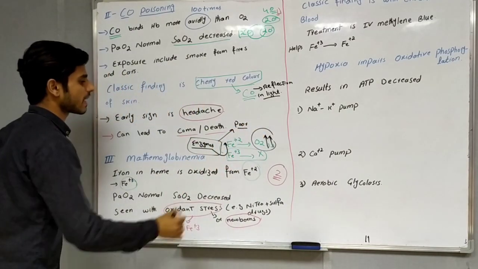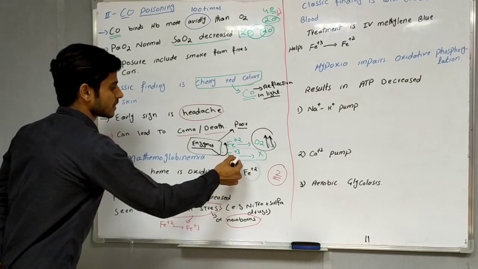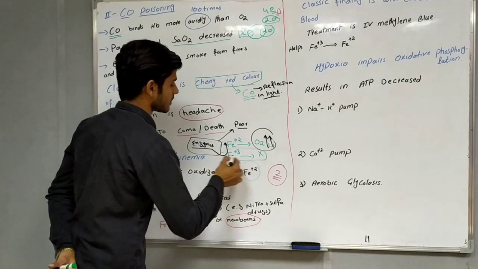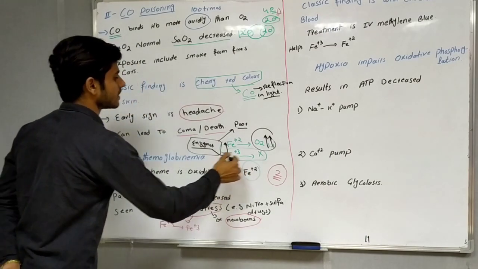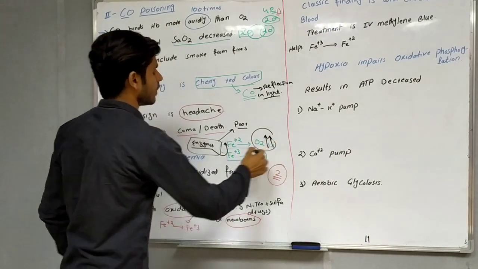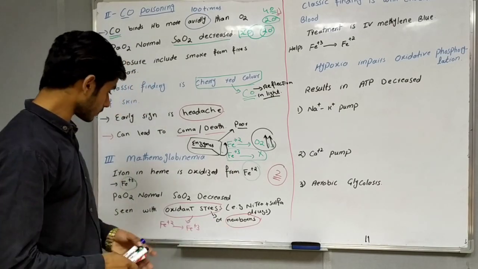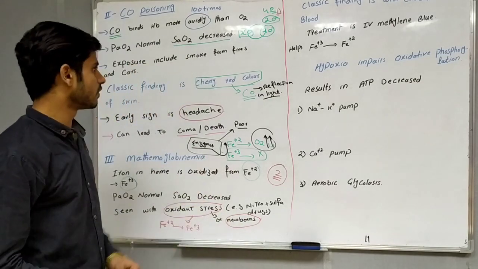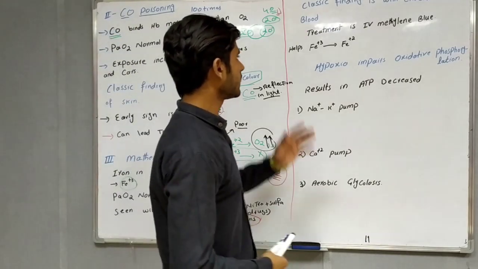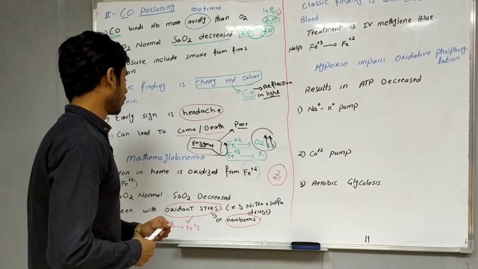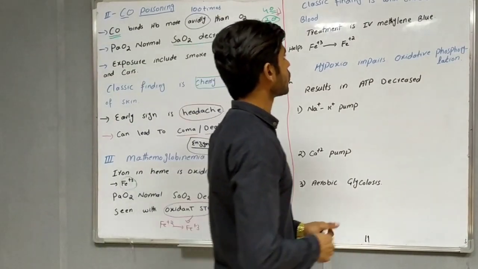These enzymes will not act on the Fe+3, and Fe+3 will not change into Fe+2, in which case Fe+3 will increase. When it increases, the oxygen carrying capacity of the hemoglobin will decrease. So it may be because in newborns the enzymes may not be active. Second, the classical finding of methemoglobinemia is chocolate colored blood.